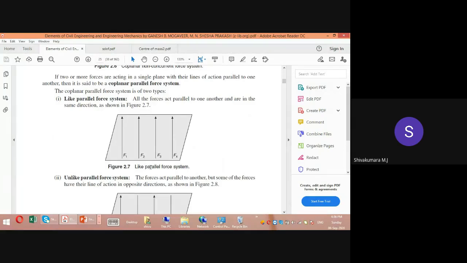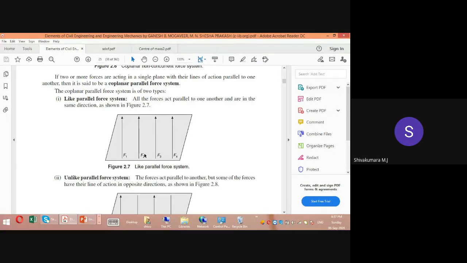And this one is the coplanar parallel force system, which can be subdivided into like parallel force system and unlike parallel force system. In a like parallel force system, all the parallel forces are directed towards the same direction. Here, F1, F2, F3, F4, all these forces are directed vertically upwards. So this system we call a like parallel force system.